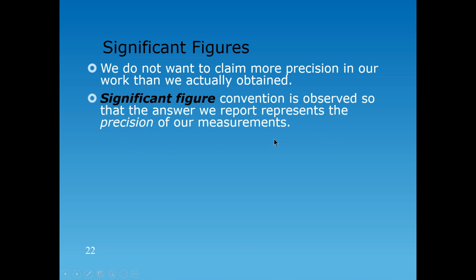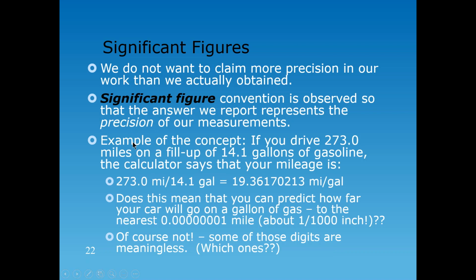And what you're going to see here is that the number of significant figures is basically a reflection of the level of precision of our particular measurement. So here's an example of the concept of significant figures. Let's say you're driving your car, and you drove a total of 273.0 miles on a fill-up of 14.1 gallons. So if you want to find the mileage, of course, you'll pull out your calculator and divide the number of miles by the volume of gallons, and this is what you're going to end up with on your calculator display.